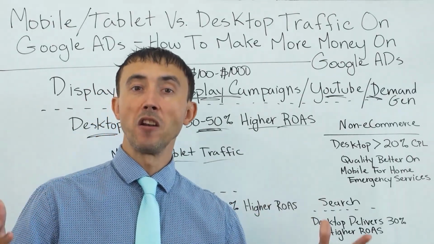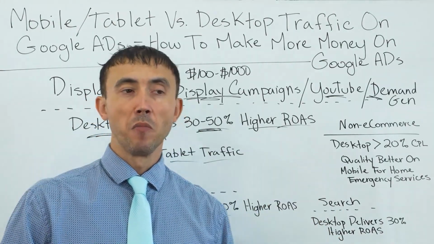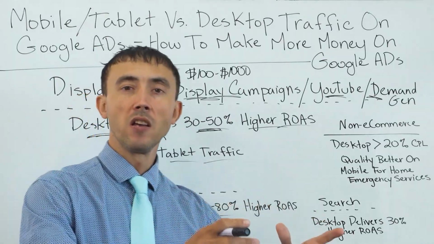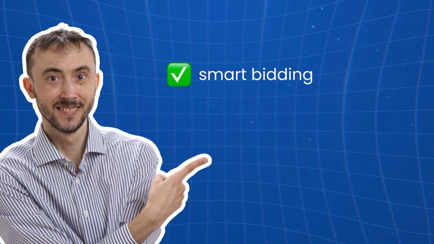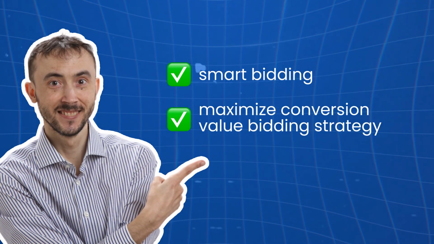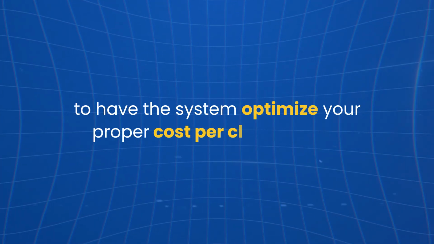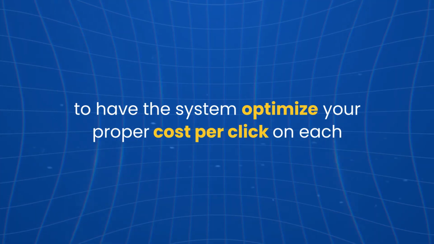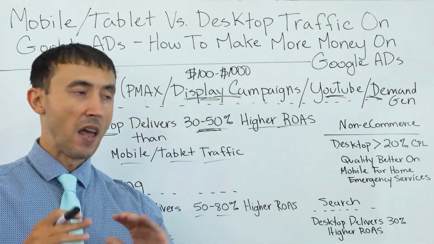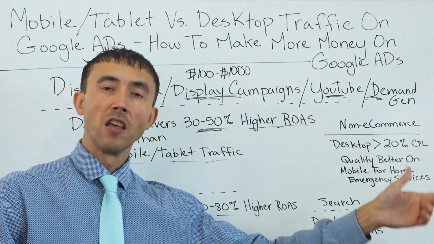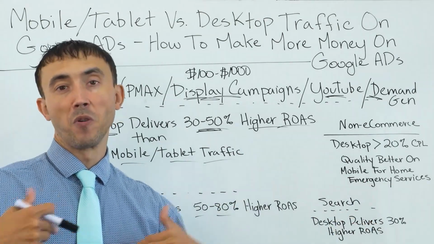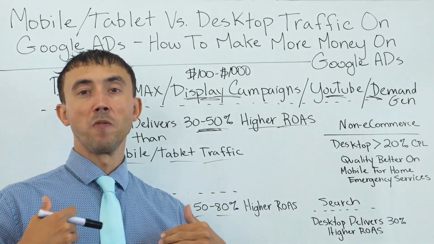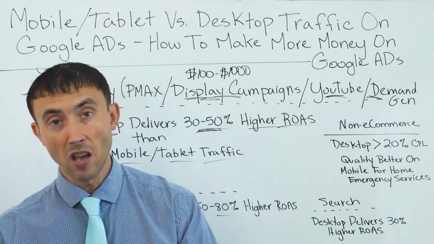You can actually do bid adjustments on the device level, but generally speaking, getting your revenue into your ad account is the proper way, and then using smart bidding and the maximize conversion value bidding strategy to have the system optimize your proper cost per click on each is the real way to do it. If you weren't able to get revenue coming into your account, that's the time when I would do bid adjustments or break out separate campaigns. But for me at our agency, we're just going to feed in the revenue data regardless of whether we're doing lead gen or e-commerce.